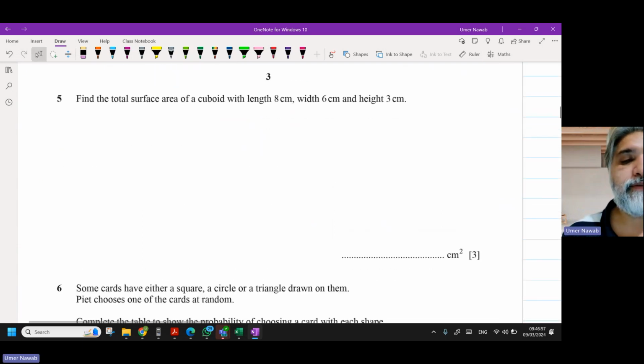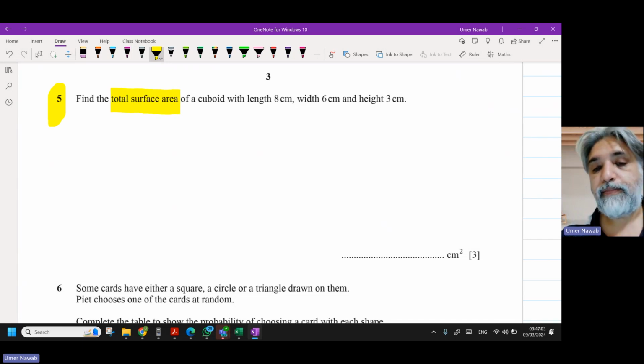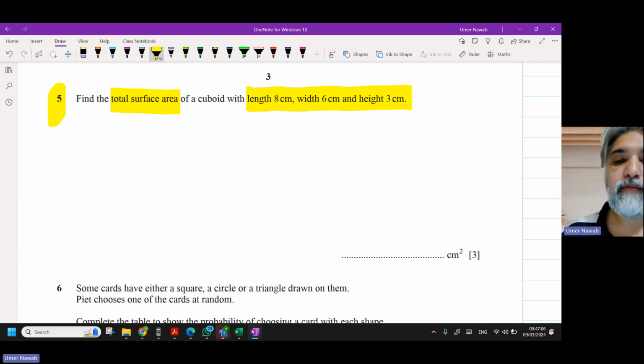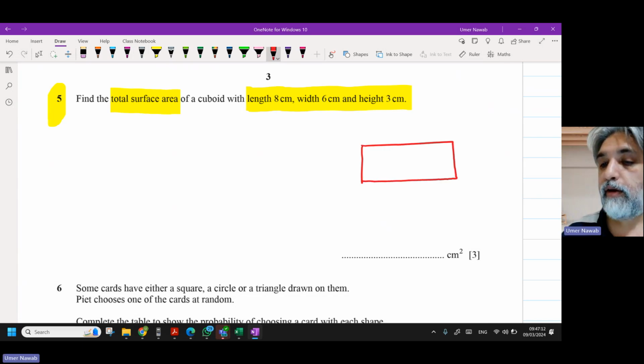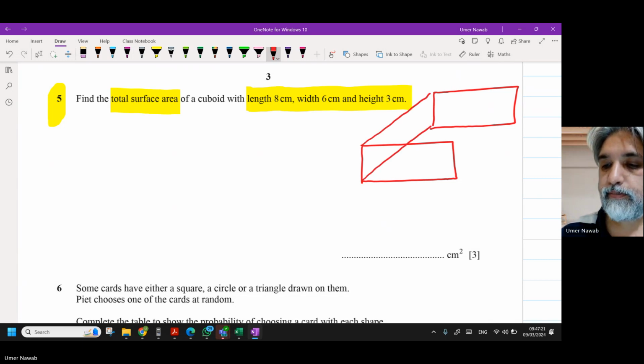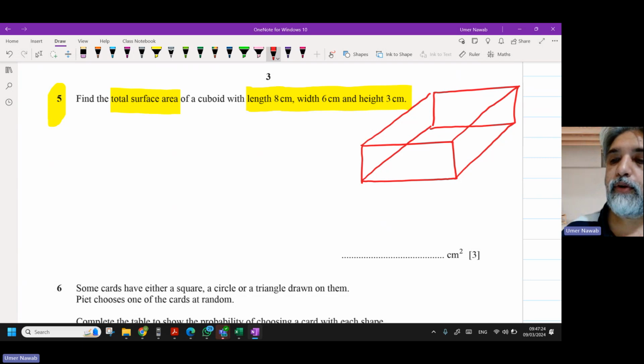Now I go to question number 5. In question number 5, guys, he is asking you to find the total surface area where the length, width, and height are given. Everyone knows a cuboid is a rectangular prism. I make two rectangles, one rectangle and one rectangle at the back. Join their corners, and you get a cuboid. Length is 8, width is 6, and height is 3. So what is the best way to find the total surface area?